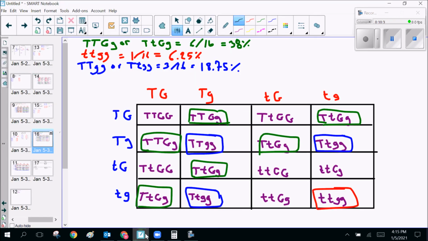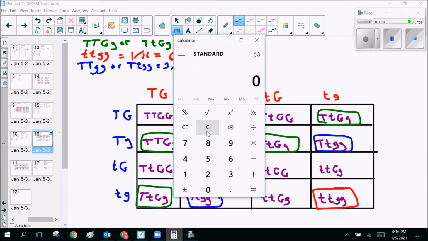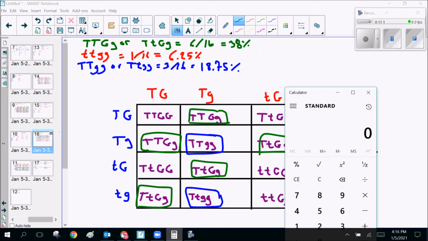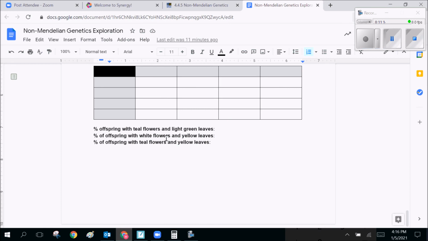Well, there's a couple of ways to get teal flowers. You could either be capital T, or capital T, lowercase t. But there's only one way to get light green leaves, which is what it's asking us for. So for light green leaves, we can have capital G, lowercase g. So these are the two possible genotypes that could make that. I went through and I already highlighted all the possible ones in green that have that combo. And we found 1, 2, 3, 4, 5, 6. So 6 out of 16 had that combo. I did the same thing here with my calculator. 6 divided by 16 equals, multiplied by 100, gives me 37.5%. So roughly 38%.